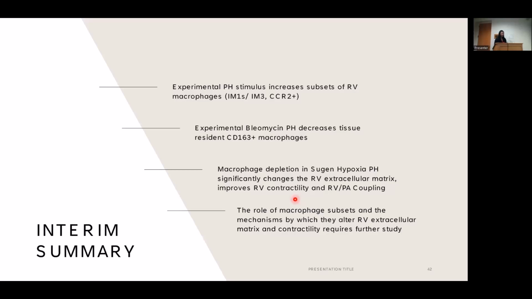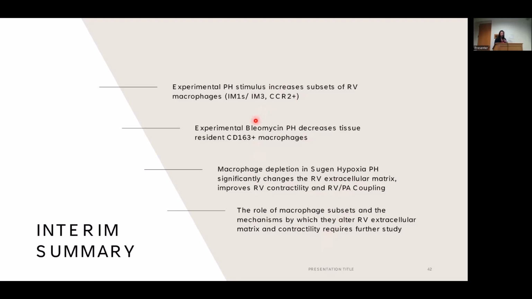So, summarizing all of these experiments: experimental pH stimulus increases certain subsets of right ventricular macrophages, whether you separate them by this IM1, IM3 phenotype or by CCR2. Experimental bleomycin, at least in our hands, seems to increase these tissue-resident CD163 macrophages. And then macrophage depletion in Sugen hypoxia PH significantly changed the RV extracellular matrix, improved RV contractility, and improved RV-PA coupling. So now the question is, what are all these subsets actually doing?